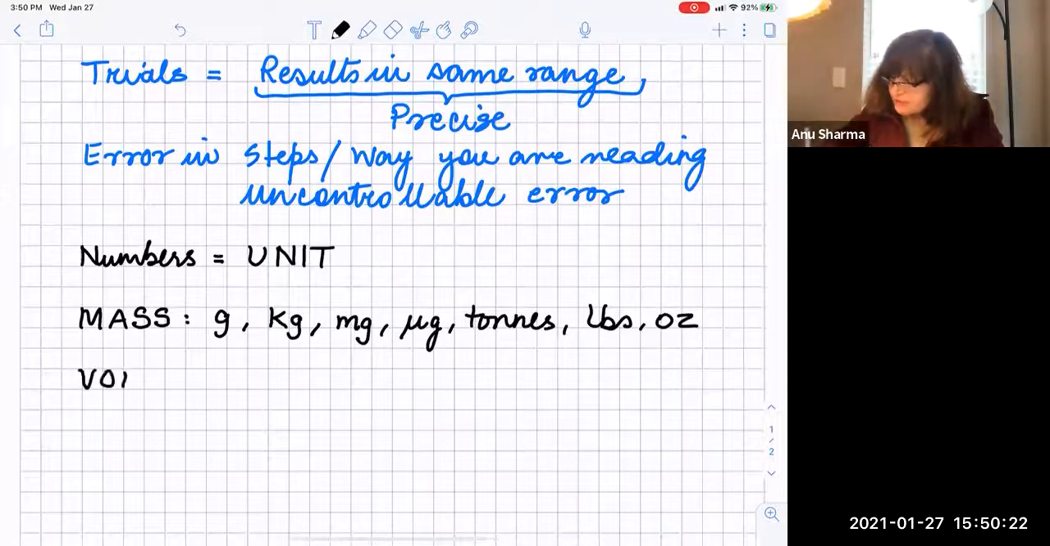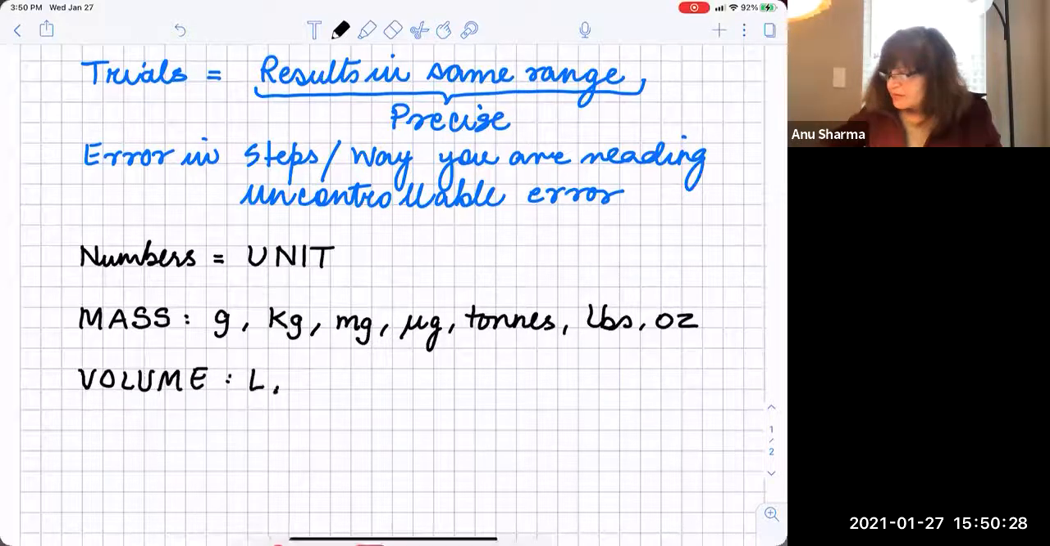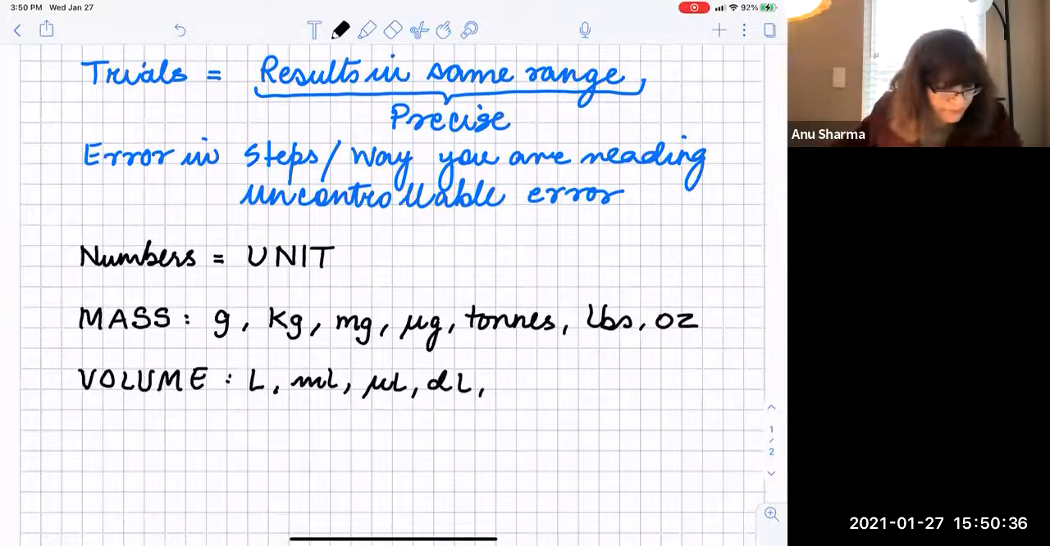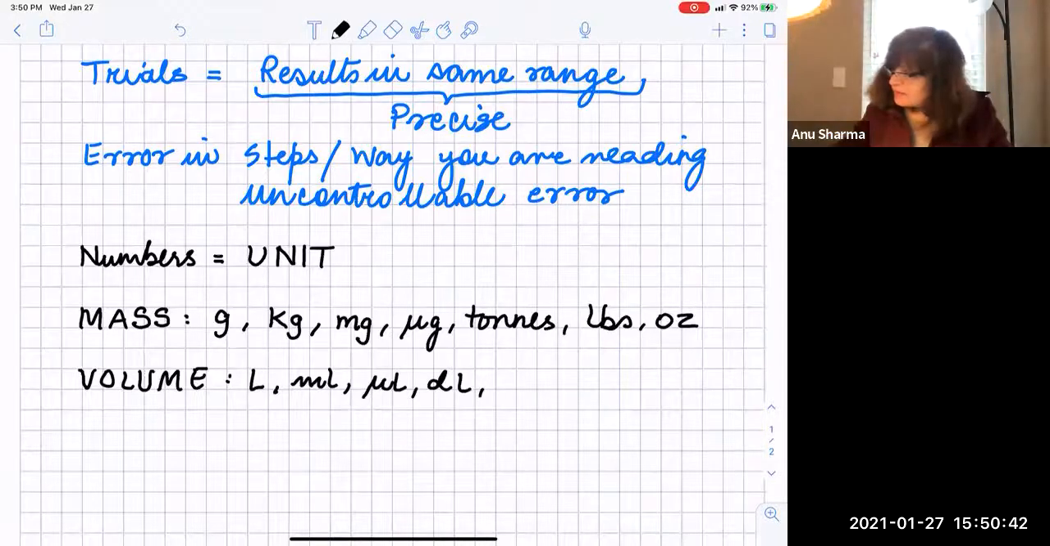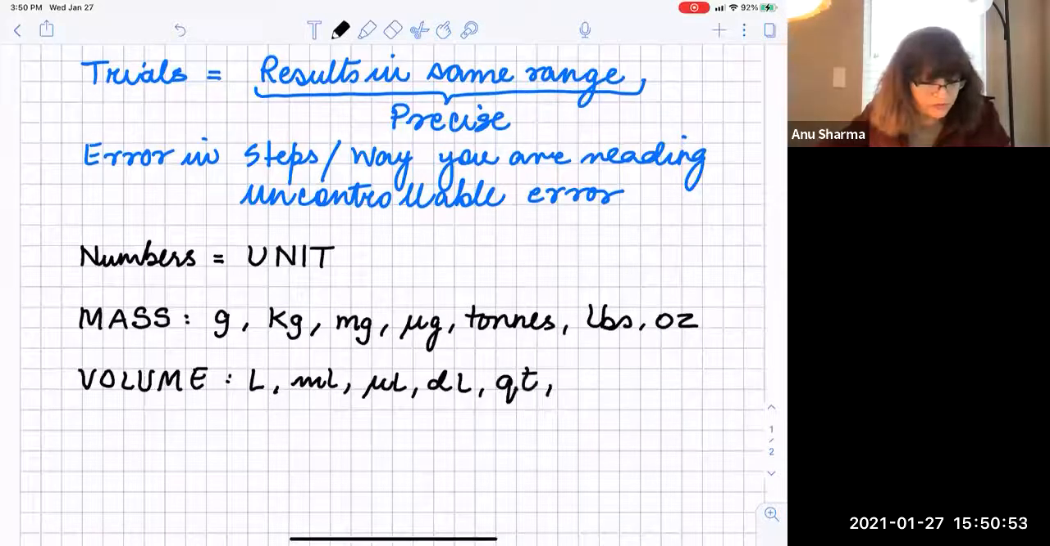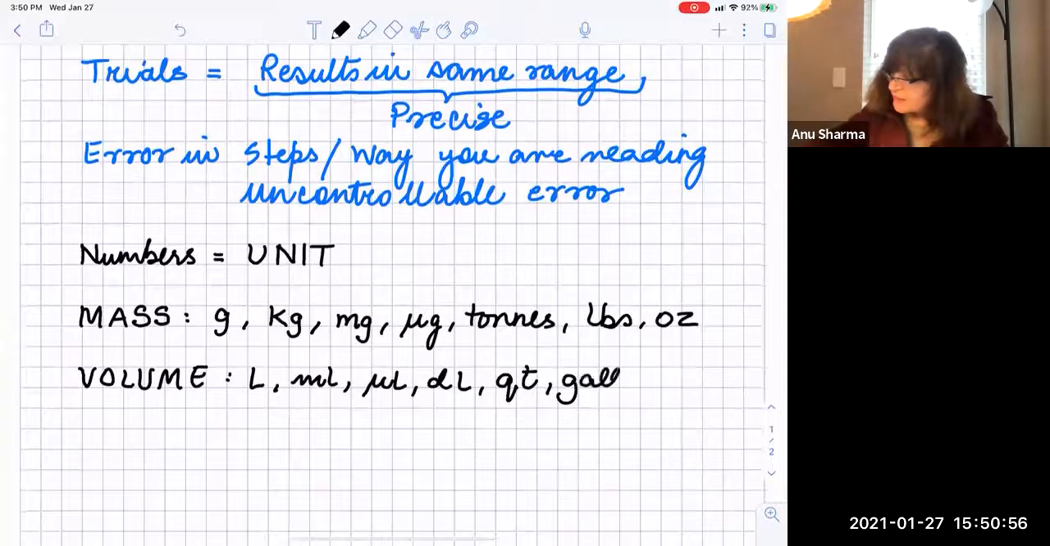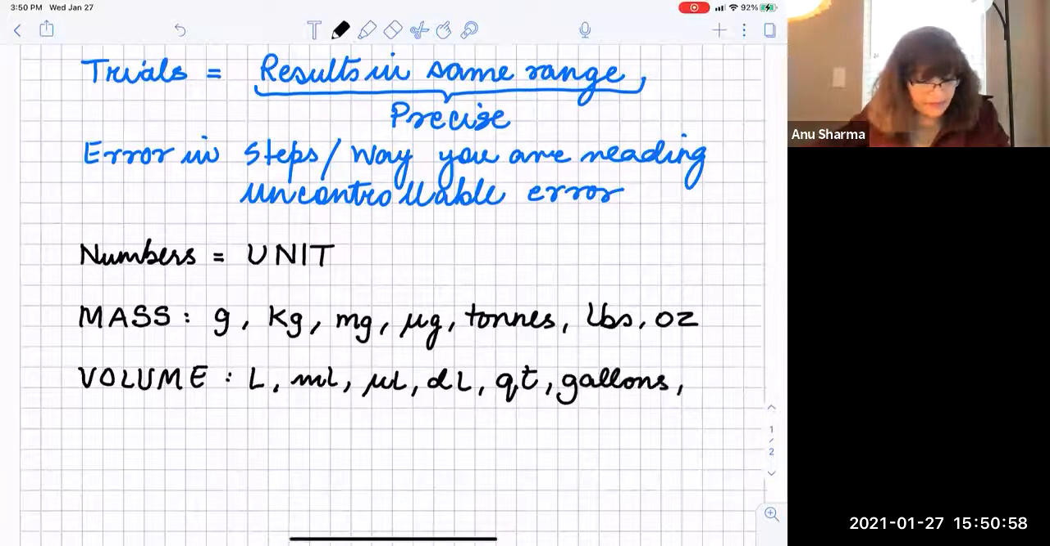Okay, what about volume? How much space a substance takes up. So liters is one thing. Milliliters, microliters, deciliters. What else for the volume? Grams, milligrams. Okay, so quarts. That is also a unit. Gallons. Very good. And pints. Cups. Very good.